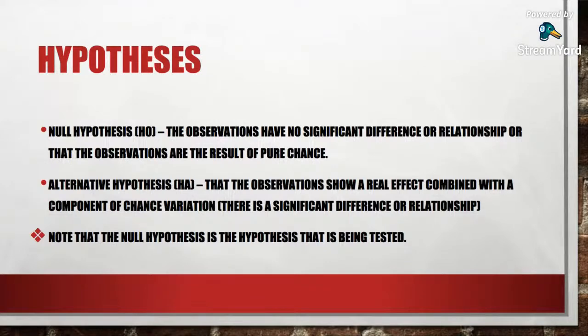Now, we have two kinds of hypothesis. Okay? First is your null hypothesis. So the observations have no significant difference or relationship, or the observations are the result of pure chance. Okay, they say that null hypothesis is our working hypothesis. It's the hypothesis that we are going to reject, or the hypothesis that we fail to reject.